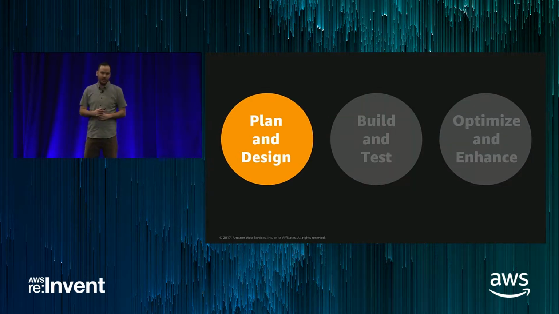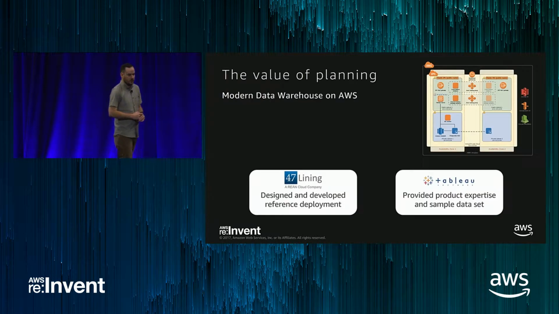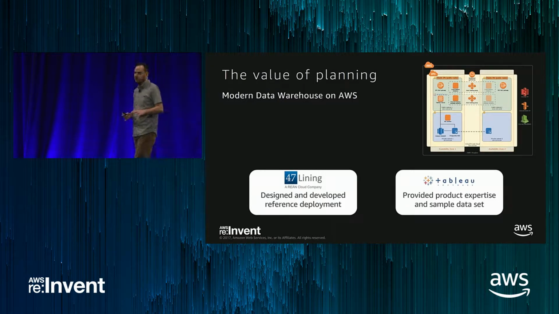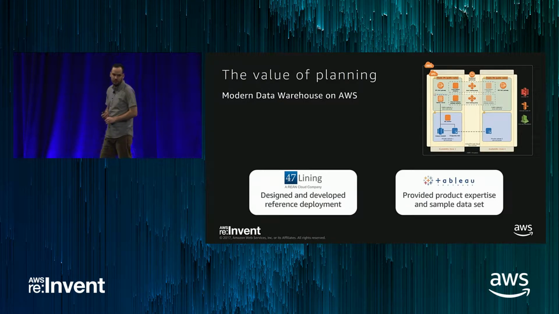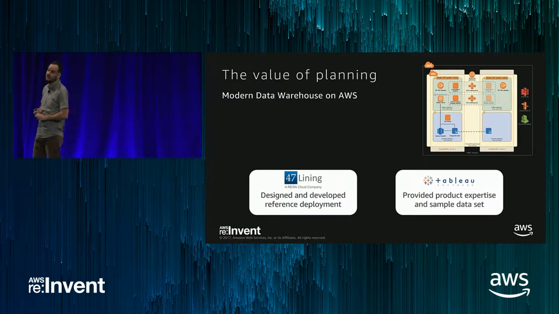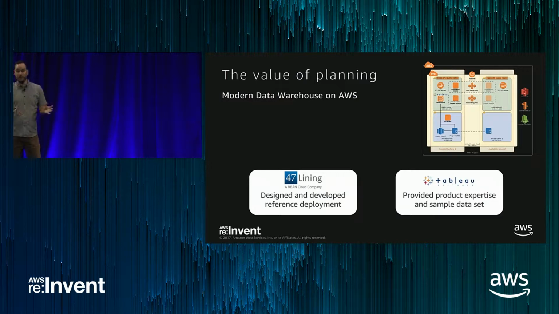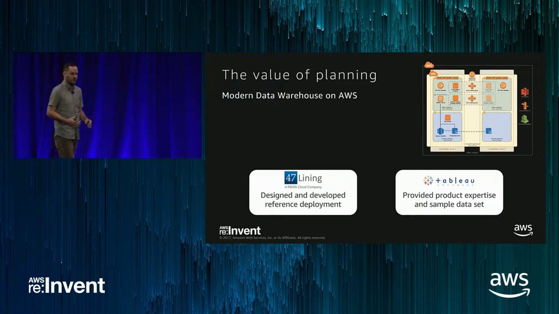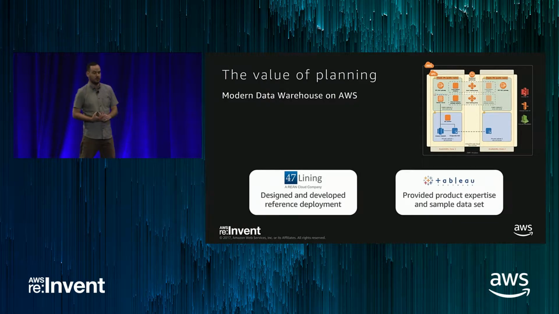So let's get started with plan and design, which is kind of our first phase of creating a reference deployment. Before we dive into some tips and tricks, I want to tell you an anecdote. We worked with 47lining and Tableau. 47lining is an advanced consulting partner. Tableau is an advanced technology partner. And they're both part of the AWS Big Data competency. So we set out to build a reference architecture, a reference deployment for a modern data warehouse on AWS.